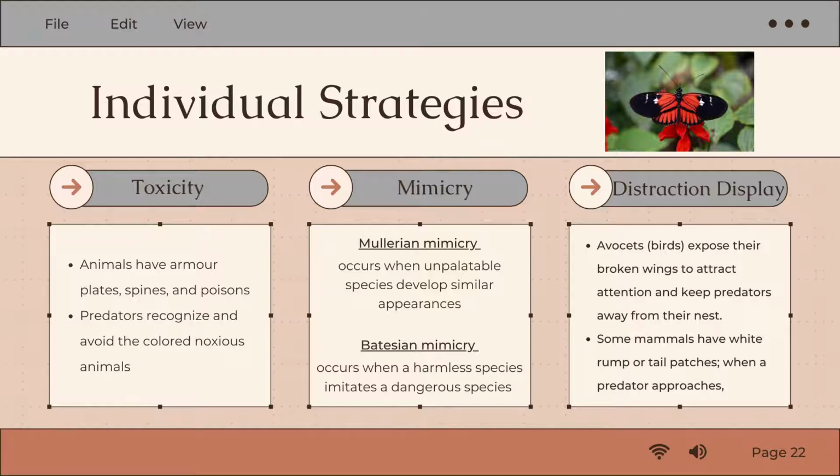Lastly, for distraction display, avocets, which are birds, expose their broken wings to attract attention and keep predators away from their nests. Some mammals have white rump or tail patches that they show when a predator approaches.